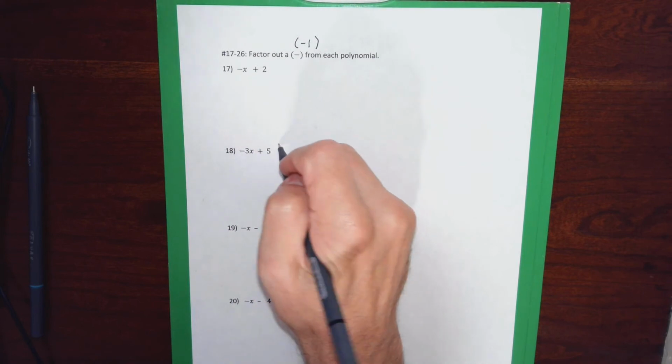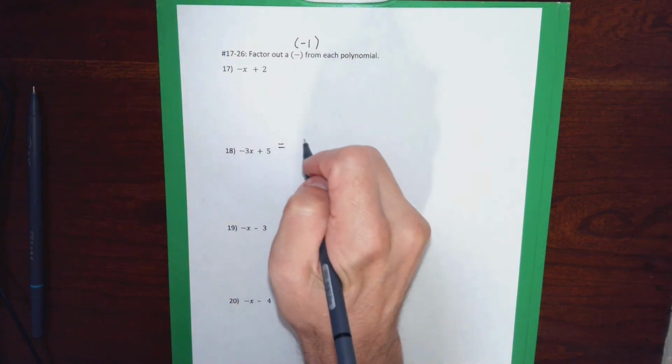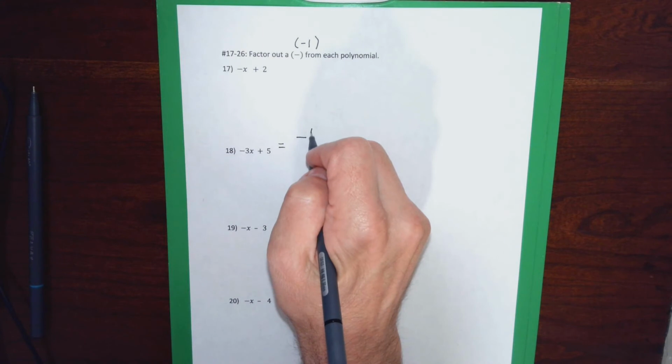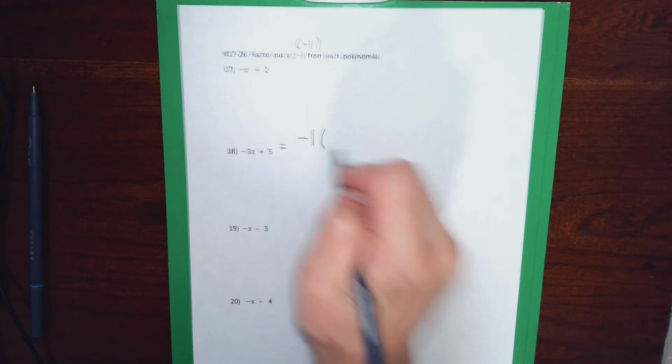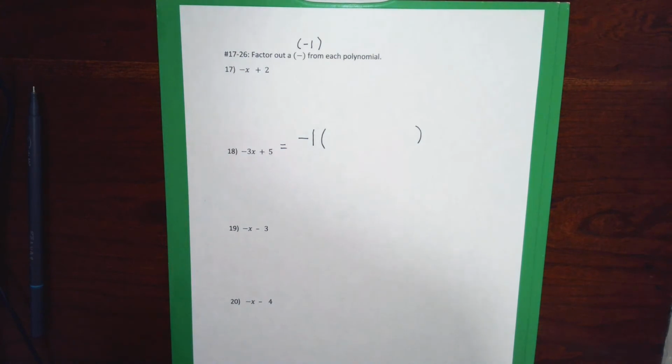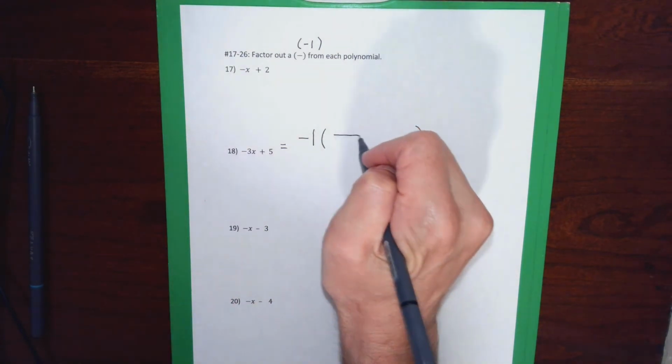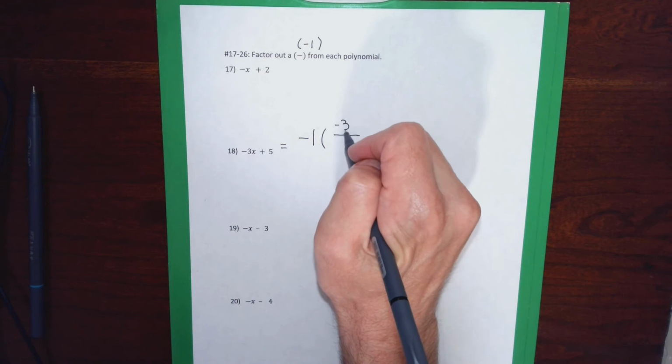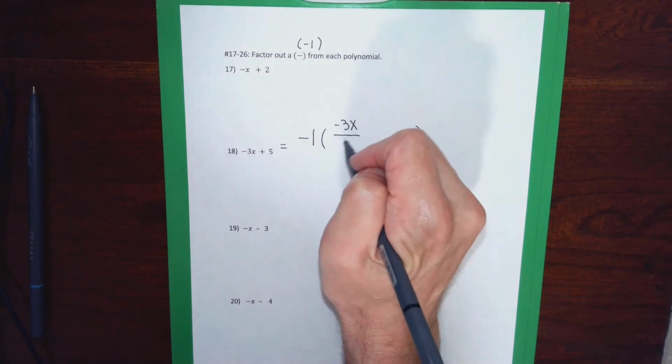In problem 18, I'm going to factor out a negative. I'm going to use a 1 with the negative because it makes it easier to follow the math. So if I factor out a -1, how do I figure out what goes inside the parentheses? Super easy. It's not a new skill. It's a skill that we know already.